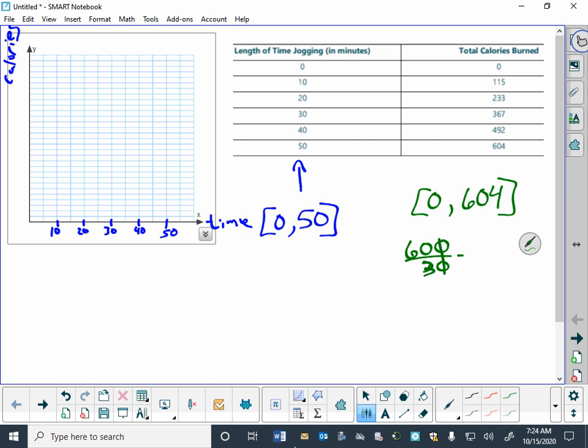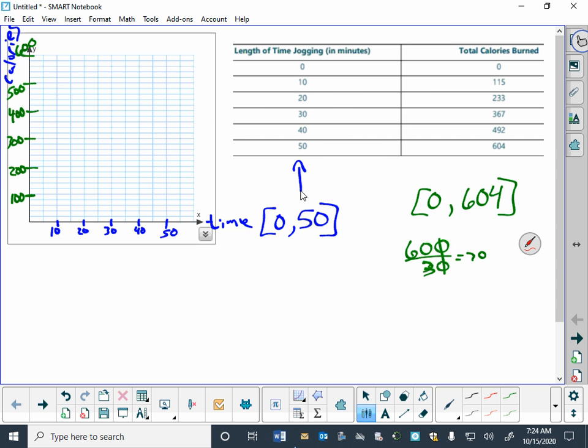600 divided by 30 is definitely 20, so if I went up, every line was about 20, so I won't mark them all. 20, 40, 60, 80. We'll call that one about 100. 20, 40, 60, 80. Right there is 200. 20, 40, 60, 80. Right there is 300. 60, 80. There's my 400. 40, 60, 80. There is 500, and then the top of the graph would be 600. That should give me pretty close here.